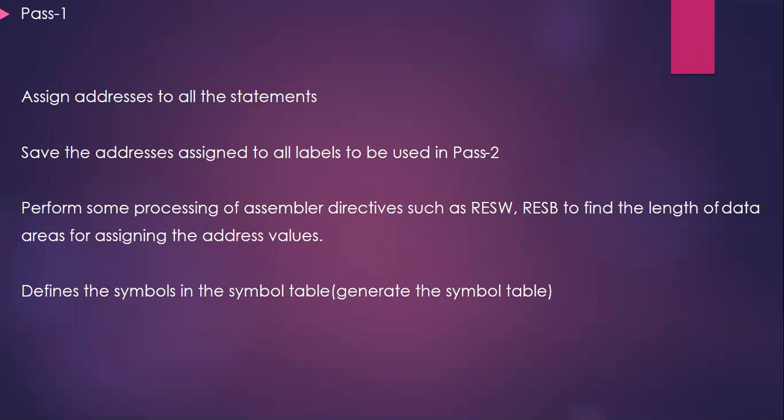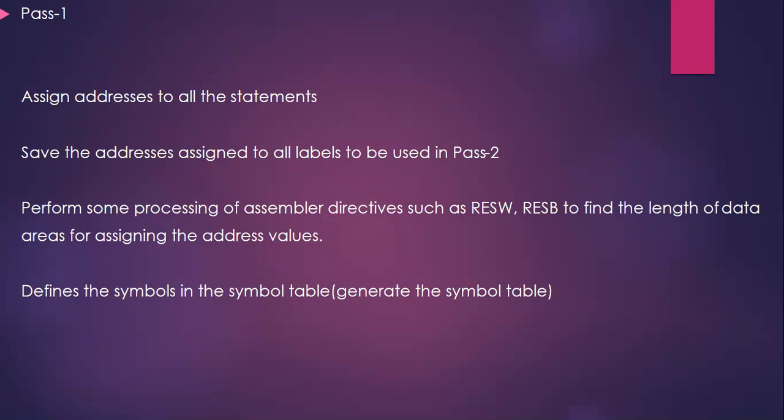Okay, so assign addresses to all the statements. So this is the pass one job: whether it is an opcode or an operand, whatever it is, we need to assign the address first. Okay, save the address assigned to all the labels to be used in pass two. So it is regarding the symbol table. First one is regarding the opcode, second one is regarding the symbol table.